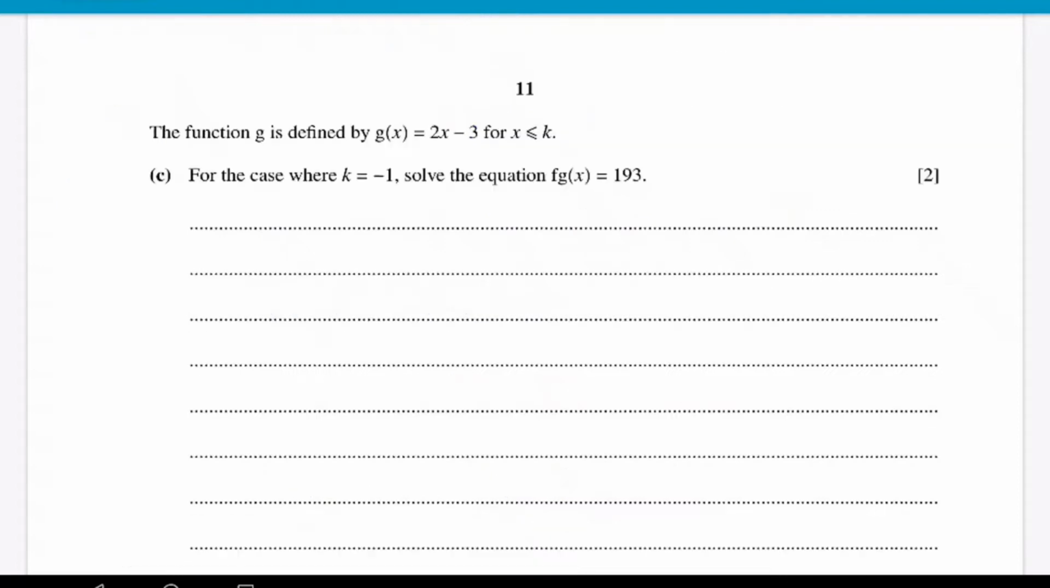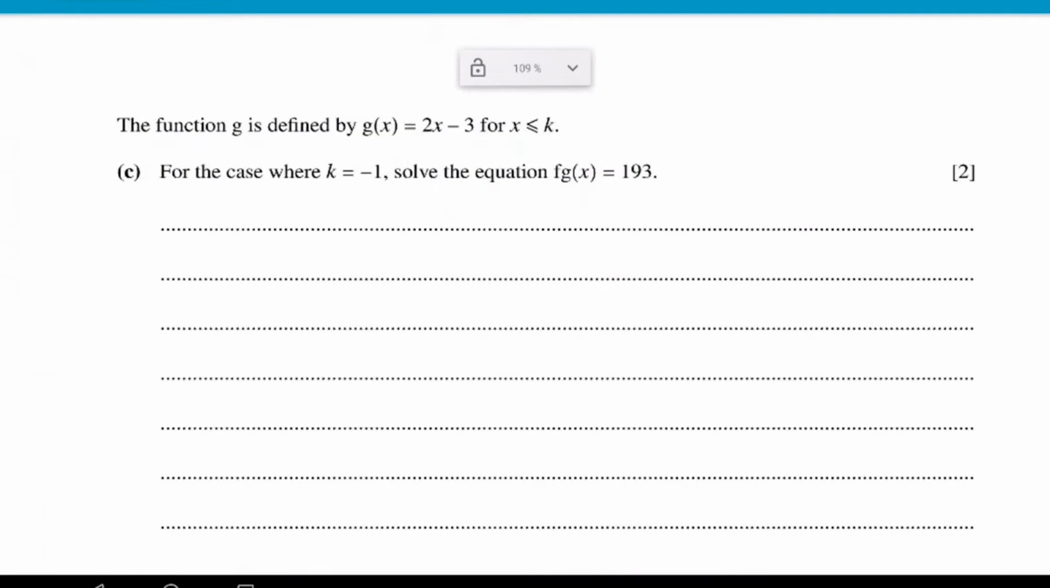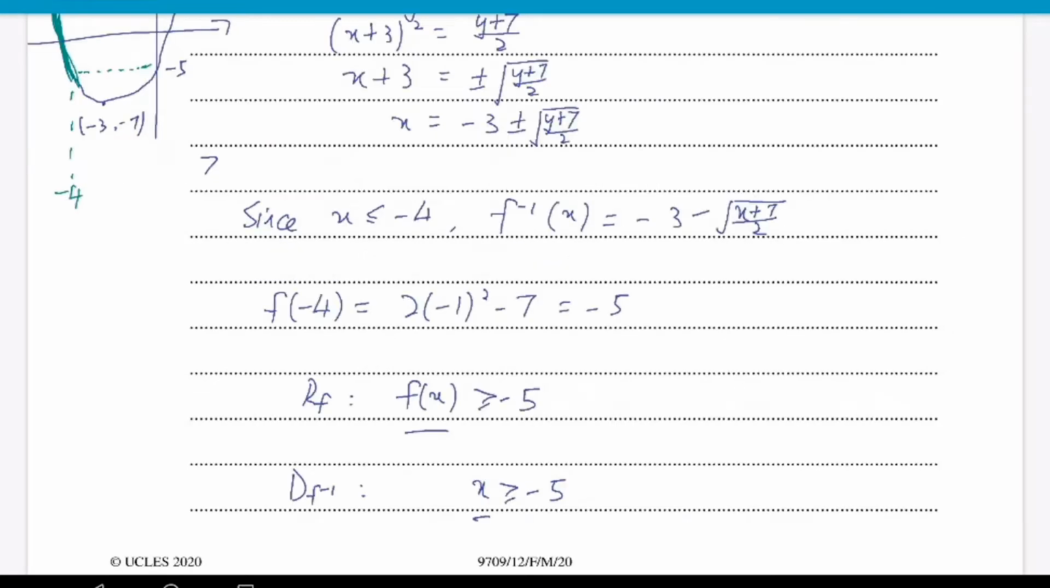So the next part of the question here is that we have the function g, which is 2x minus 3 for x less than or equals to k. The first case here is they gave us the value of the k. Solve the equation which is fg of x is 193. How do we do that? So f(x) is when we have 2x plus 3, if I'm not mistaken, squared, minus 7. Let me check. Yeah, okay.